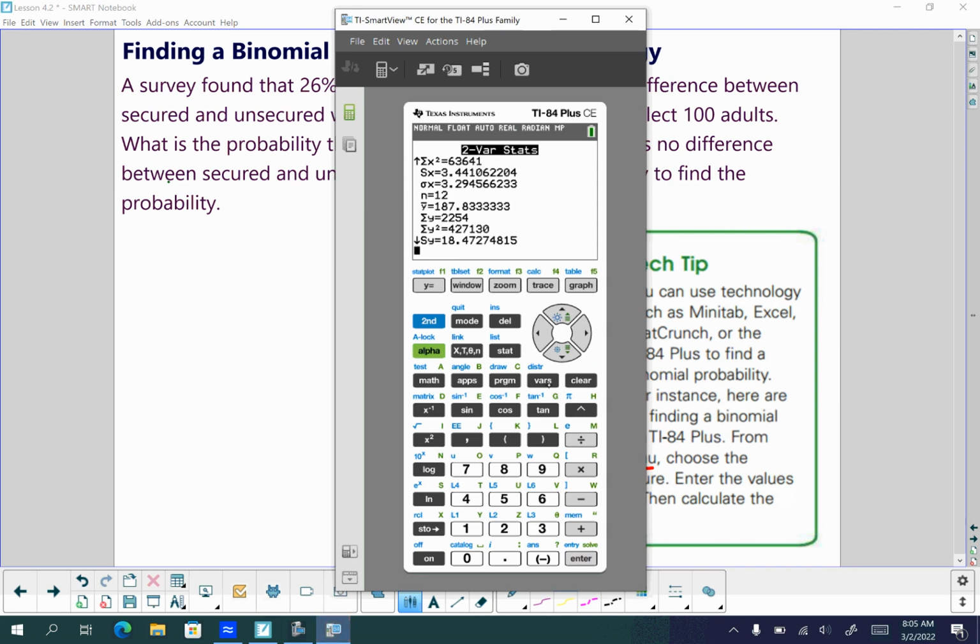So right below your arrows, there's a button that says VARS. If you hit second VARS, you'll see it on there. And then we want the binomial one, where is my binomial one? It's down at letter A is the one I'm looking for. Binomial PDF is what you're looking for. Okay, so again, second VARS is the menu I'm in. Binomial PDF.